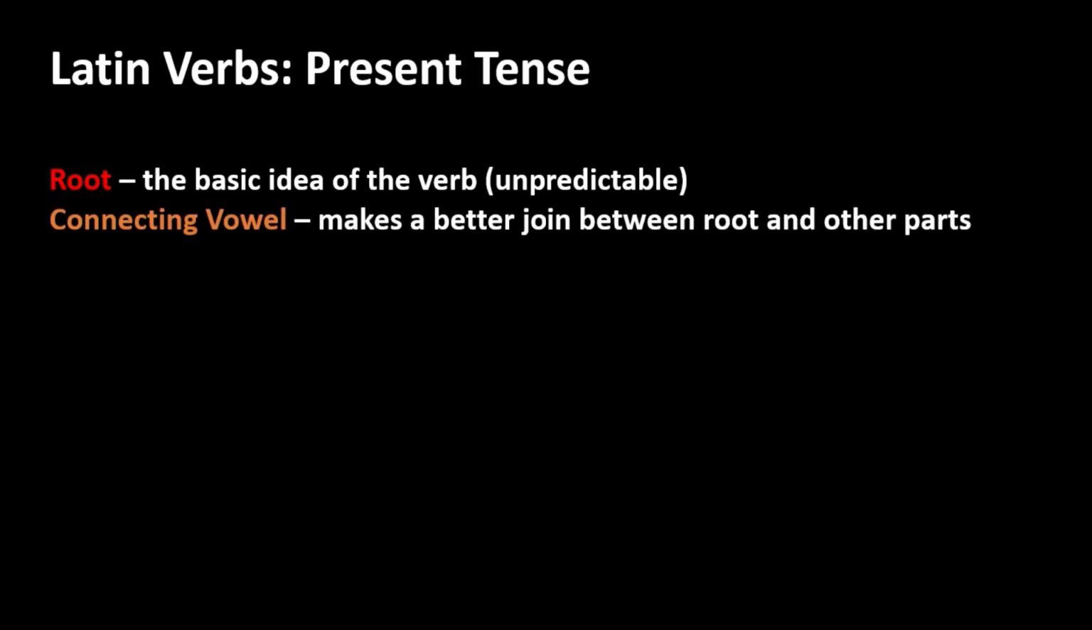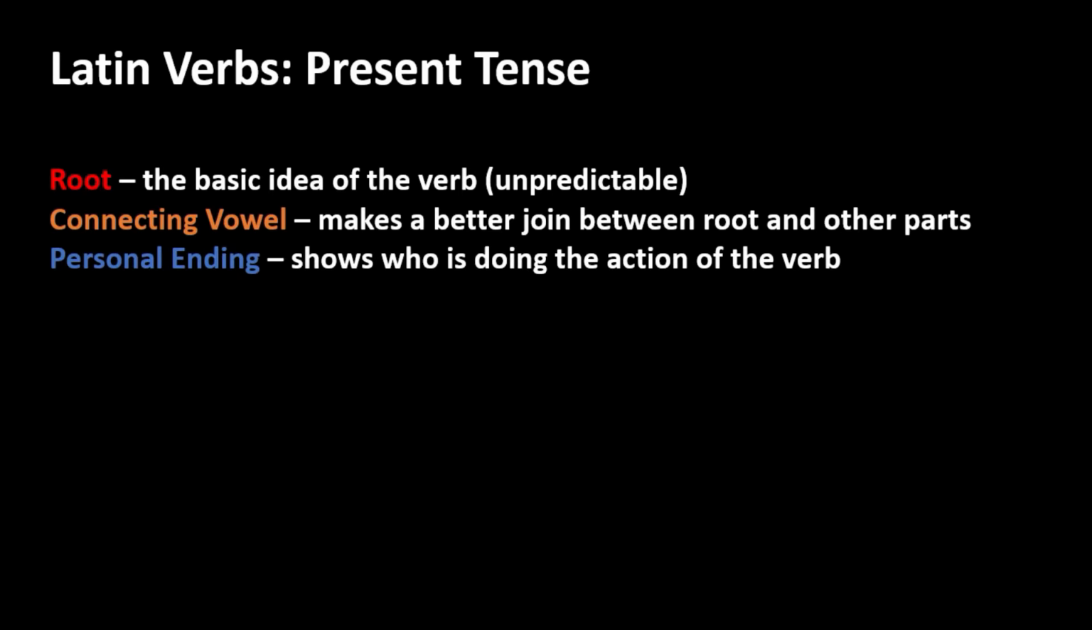To this root, we add a connecting vowel, and this makes, as it says in the slide, for a better join between the root and the other parts of the verb. After this comes the personal ending, and this shows who is doing the action of the verb.